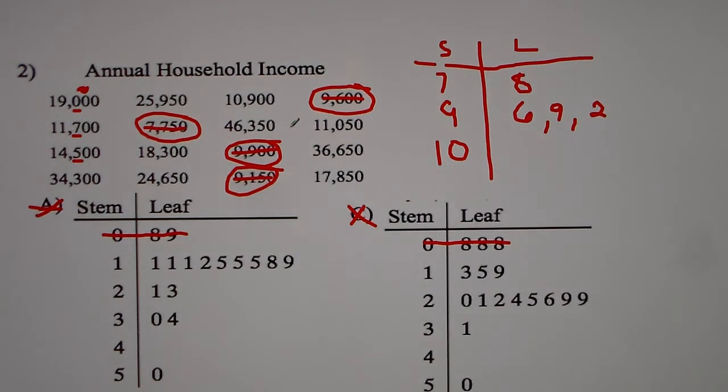All right. Well, you'll just continue the process, so this will be okay if you just continue this to have a stem and leaf. Let's move on to the next one.